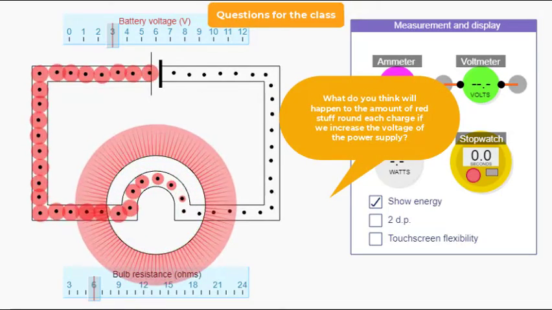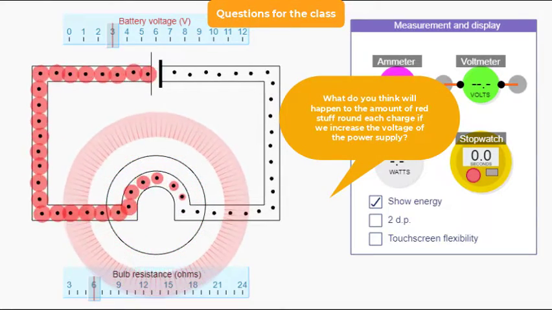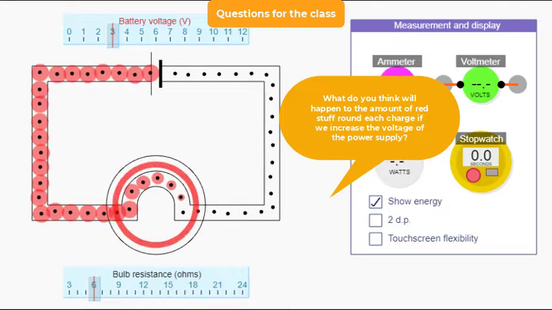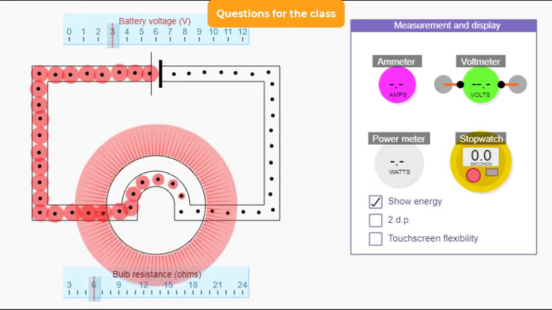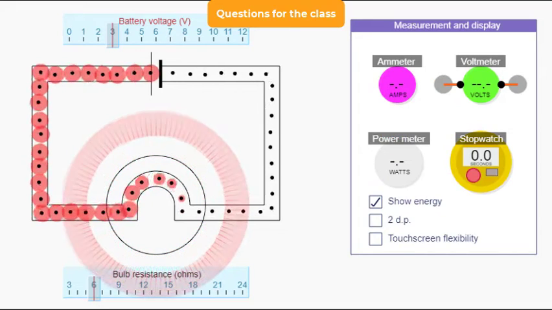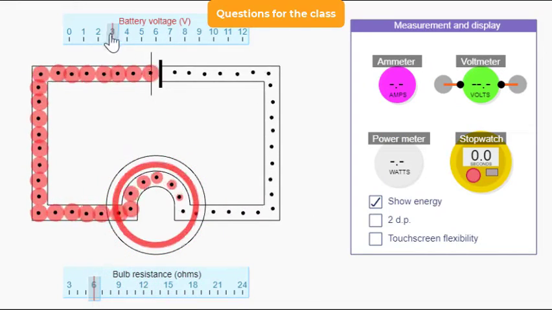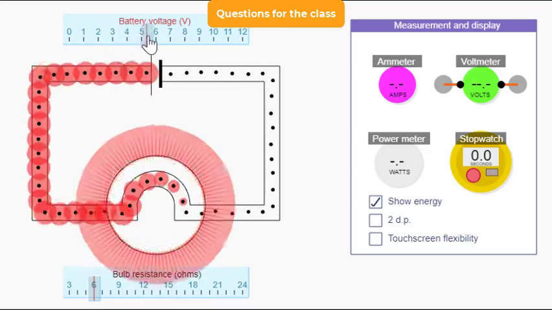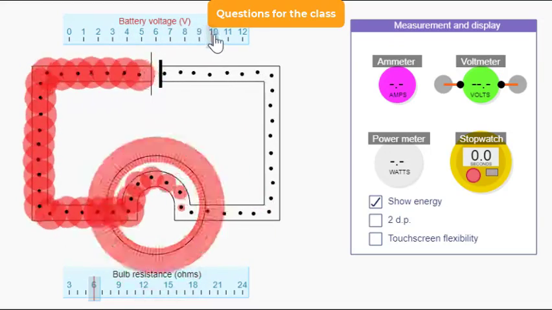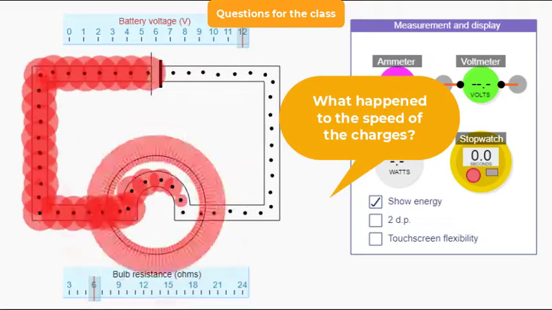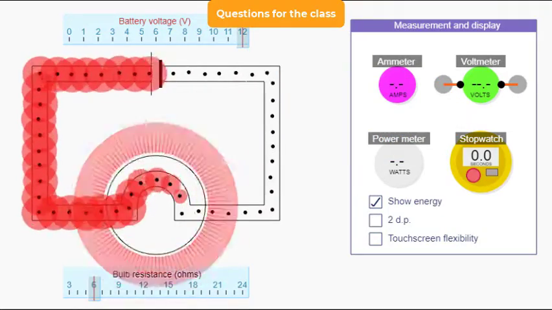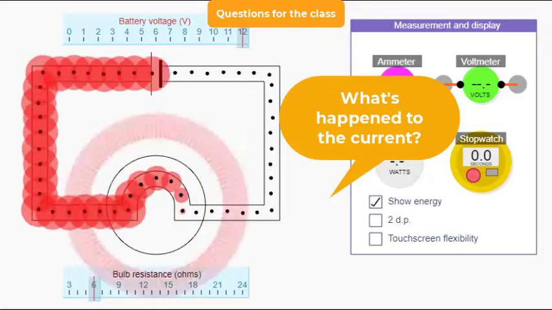What do you think will happen to the amount of red stuff around each charge if we increase the voltage of the power supply? Well, it should go up. Well, let's increase the voltage of the power supply and see. And what happened to the speed of the charges? Well, they sped up. So what's happened to the current?